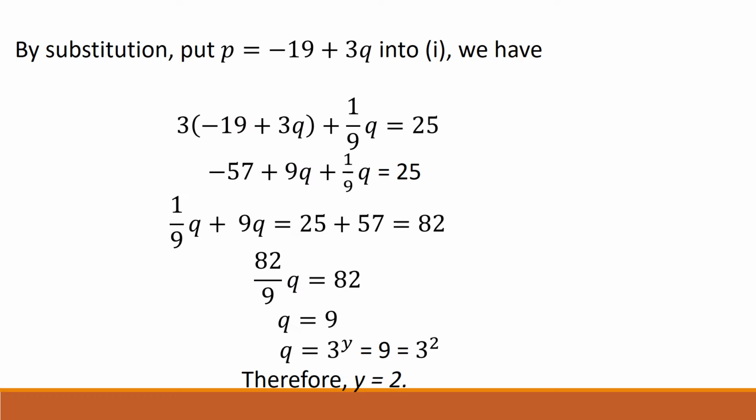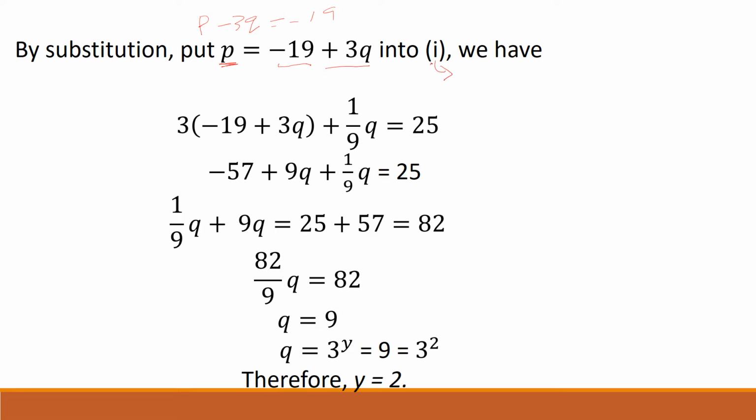Okay, here I solve the simultaneous equation using substitution method. I have to work out for the second equation, which is p minus 3q equals minus 19. Here I made p the subject of the equation number 2, and I have p to be equal to minus 19 plus 3q. Now I will have to substitute this into equation 1.